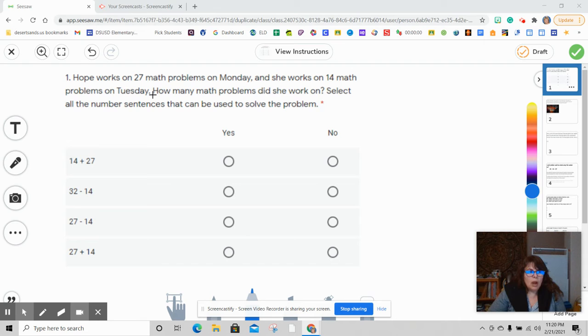So first we want to know how many math problems she worked on. Now, what information is going to help us? Well, we know that she worked on 27 math problems on Monday, and she worked on 14 math problems on Tuesday. It says right here that we want to know how many math problems she worked on. So that means all together. So I know that I'm going to have 27 right here on Monday, and then she did 14 more, so I'm going to add 14 more.